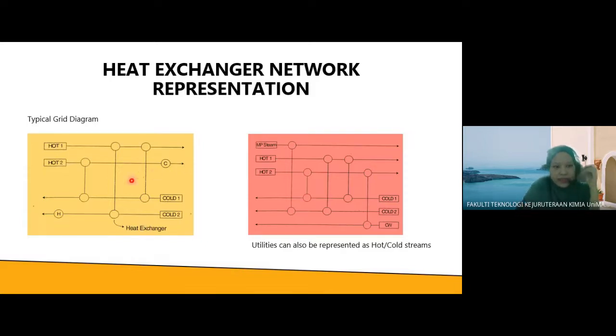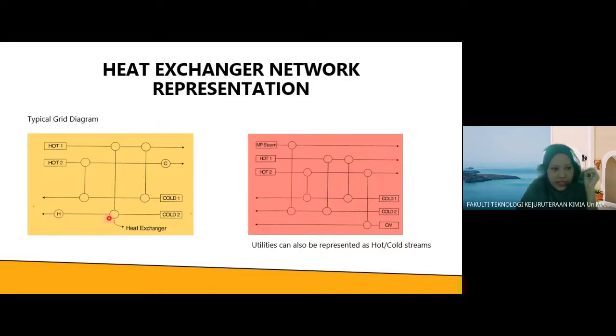Okay, this is a typical grid diagram, but utilities can also be represented as hot or cold stream. For example, you don't want to put a heater and cooler here. You can just add another stream for cooler and heater, right? And then you just place the heat exchanger to indicate this is the heater that exchanges the heat from steam to cold stream number 2. Cold stream number 2. This is a heater.